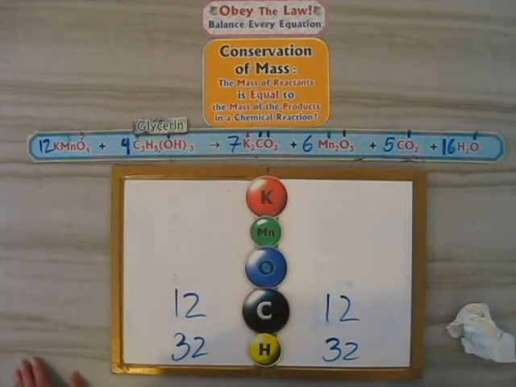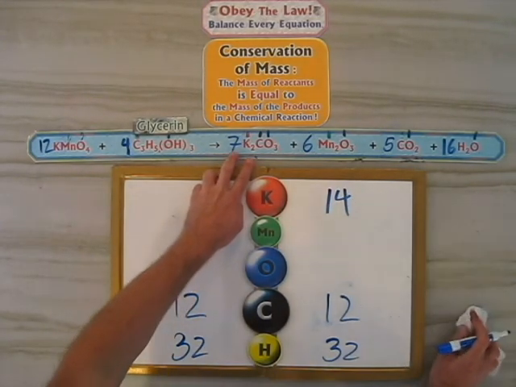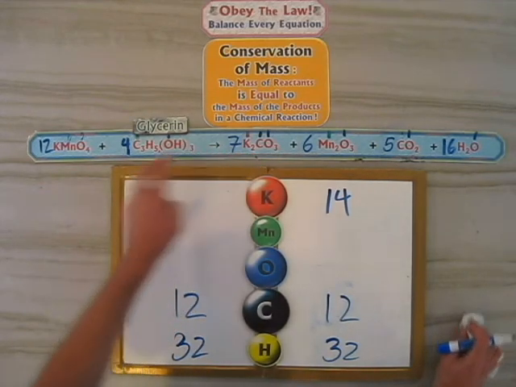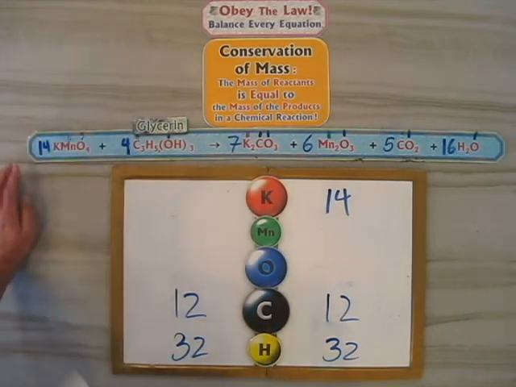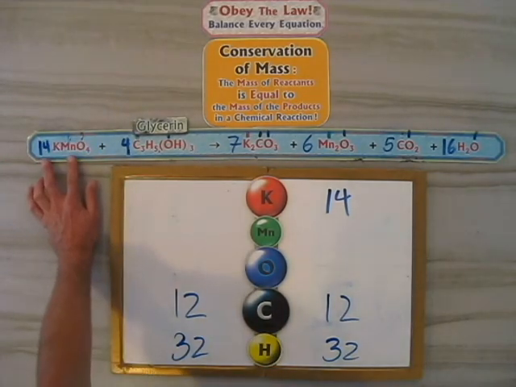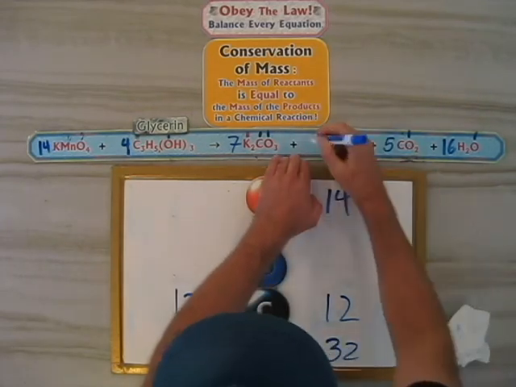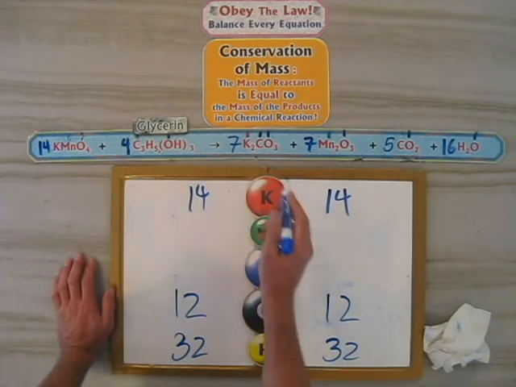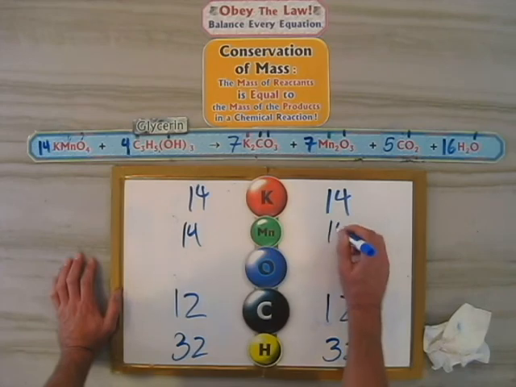Oh man, and of course that's going to change everything. That gives me 14 potassium. Well then, of course, if you have 14 potassium there, then this coefficient has to be the full 14, and then that's 14 manganese, right? So then what does this have to be to get 7? So then we get 14 potassium, 14 manganese, and we got 14 manganese. Okay, this is looking good.